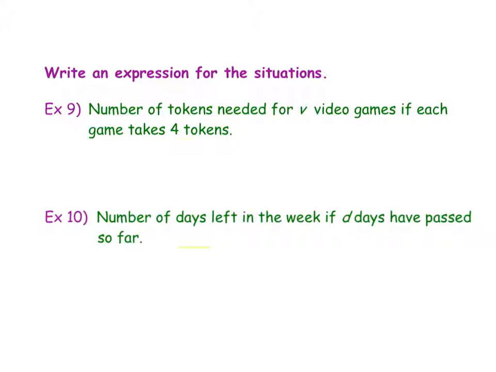Now we have to be able to write an expression for different situations. So here we have a situation and we want to write an expression for it. The number of tokens that are needed for V video games if each game takes 4 tokens. So you're going to play video games. V is how many video games you're going to play, and each video game takes 4 tokens. How would I write that expression? I would just take 4 tokens times the number of video games, and that's your answer.